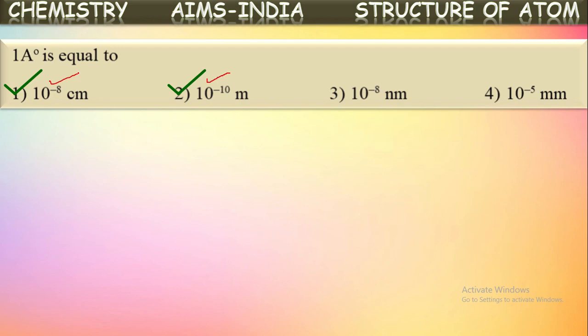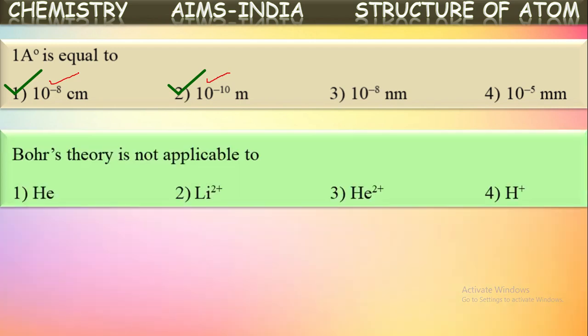The other two units are equal to 1 angstrom. Next one, Bohr's theory is not applicable to which? First, we need to know to which species Bohr's theory is applicable. If you know that, then we can say the answer for this question.